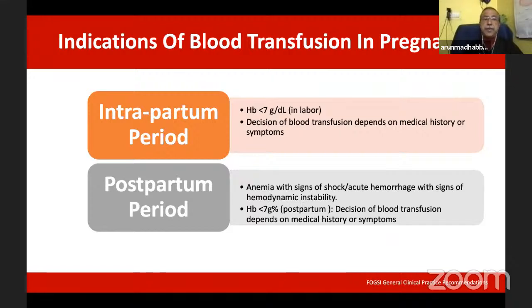In the intrapartum period, similarly, if the hemoglobin is less than 7 and the patient is in labor, we'll have to take support of transfusion. Otherwise, there is no way we can improve the condition of the mother. Similarly, in the postpartum, anemia with signs of shock or an acute blood loss, we need to bring in hemodynamic stability. Yes, we have to avail ourselves of the help of blood transfusion.